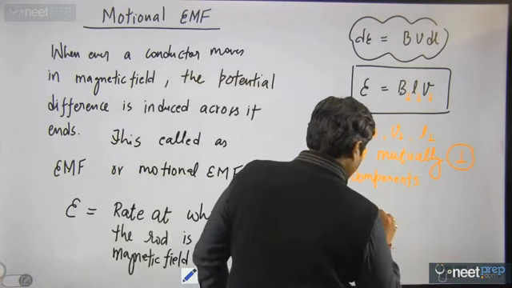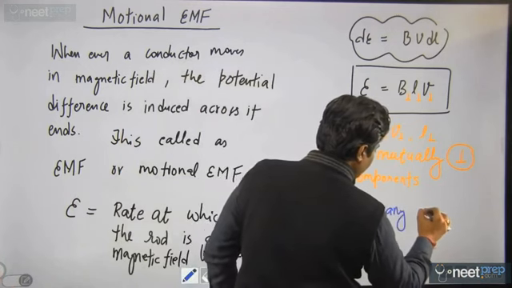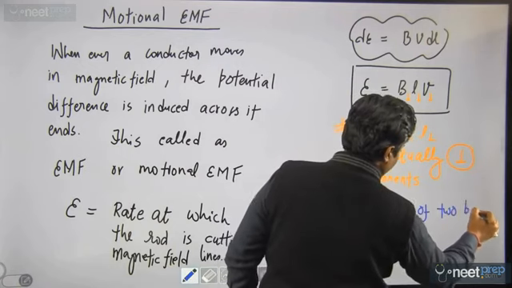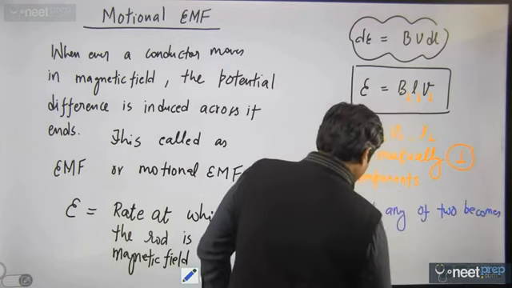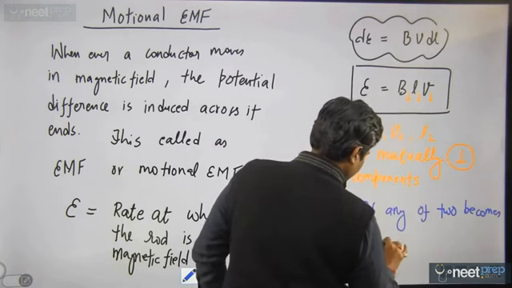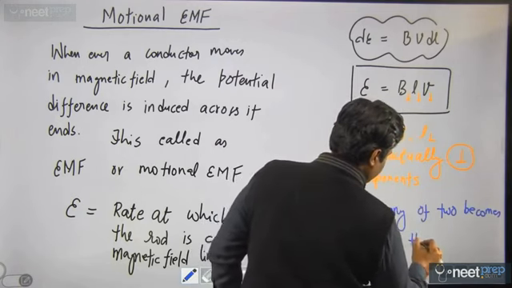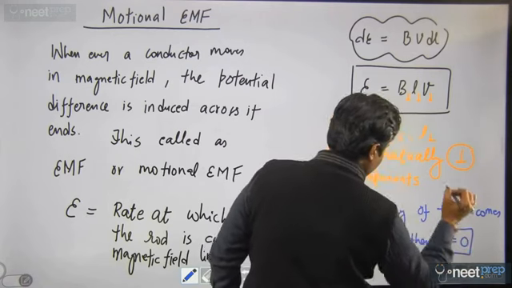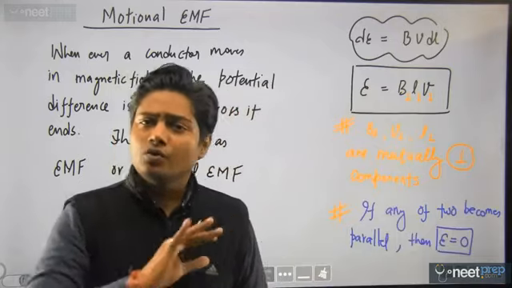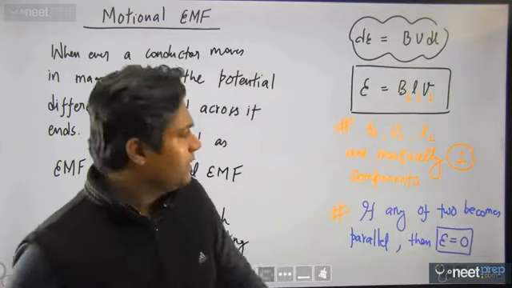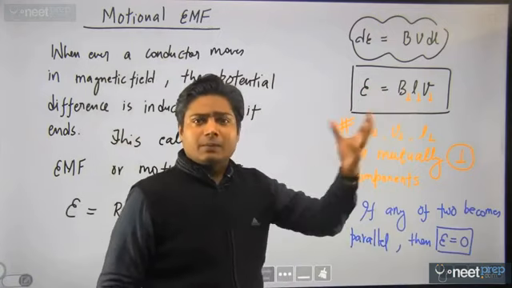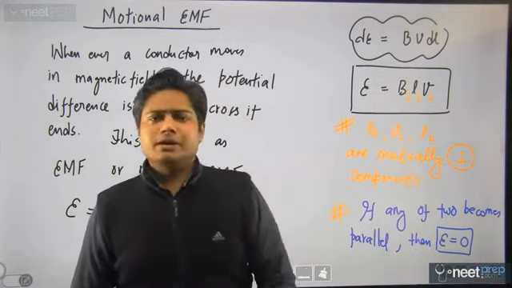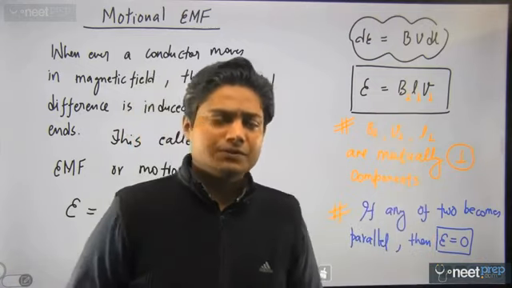So, if any two of the pair become parallel or same direction, then EMF will be 0. There will be no potential difference across the ends of the rod, no EMF at all. Make sure you understand this point. So, BLV, where B, L and V are mutually perpendicular to each other, or if any two of them become parallel, EMF will be 0.